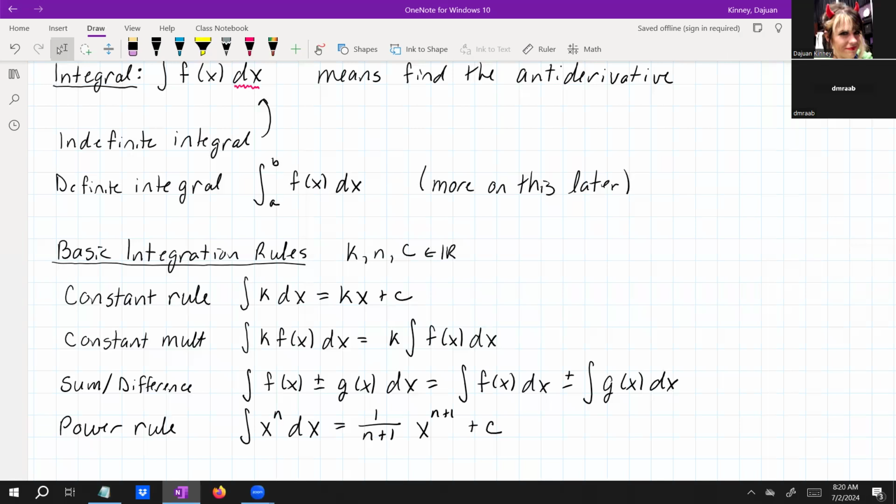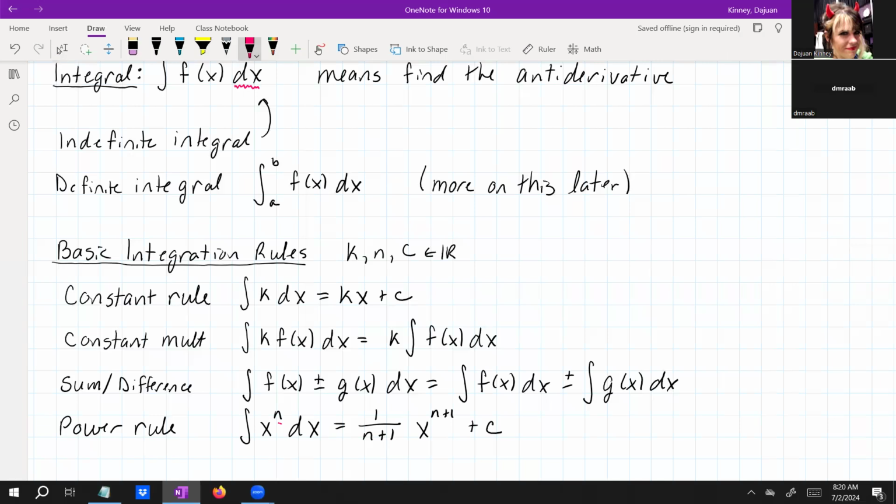Sum and difference work exactly like you want them to work. So if you have something like x squared plus x, you can separate those and do them both separately. And the power rule is the big one we're using right now. This one says if we have some constant n and we want to take the antiderivative, we add 1 to that value and divide by that new value. If you think about it, taking the derivative of x to a power, you're doing the exact opposite of that.